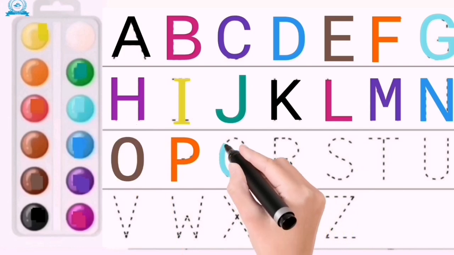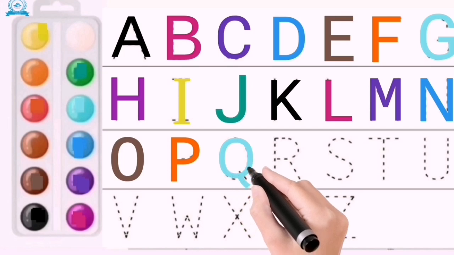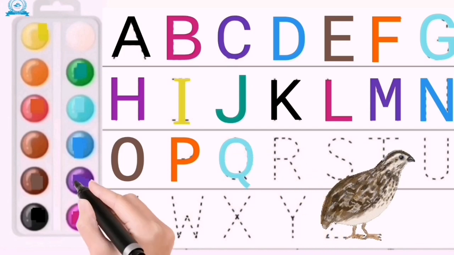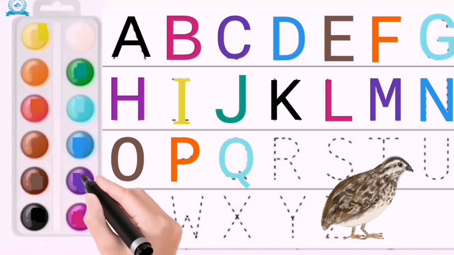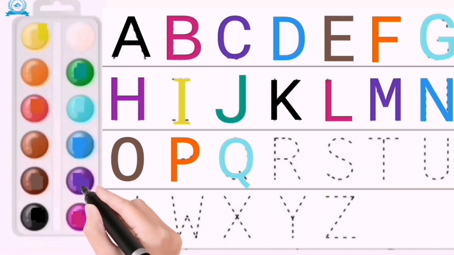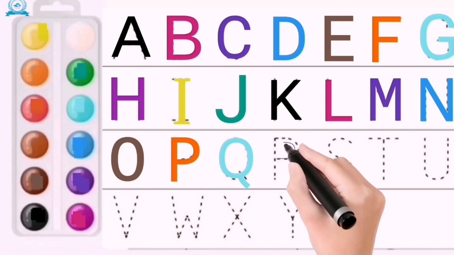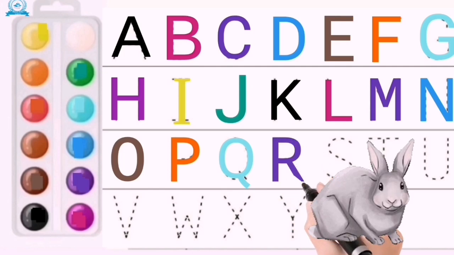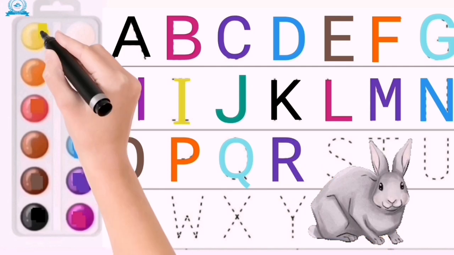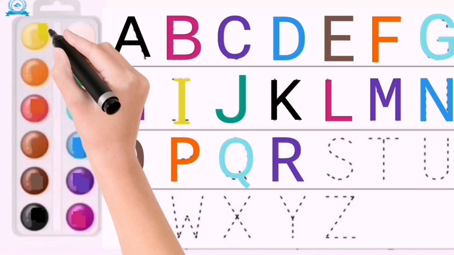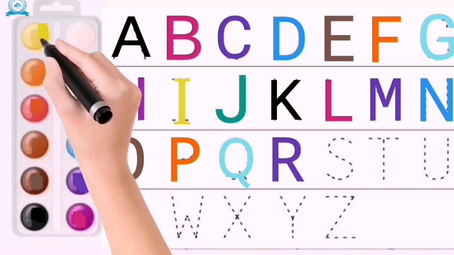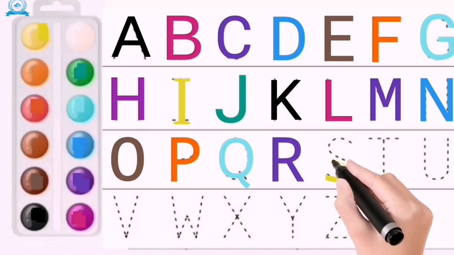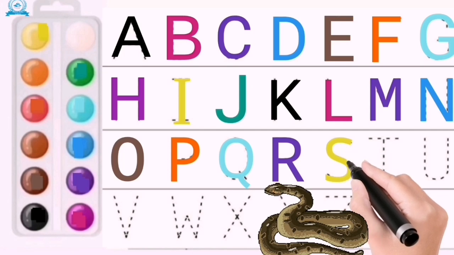Q. Q is for quail. R. R is for rabbit. S. S is for snake.